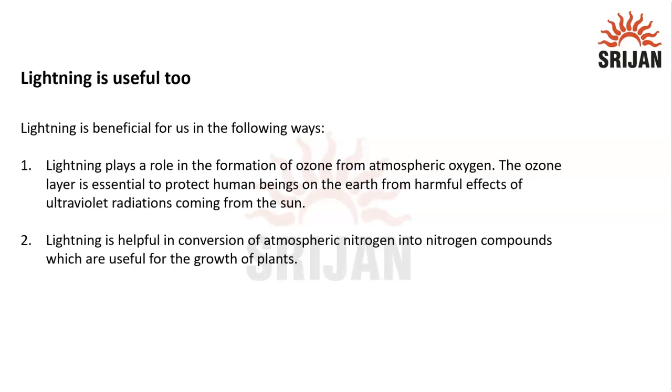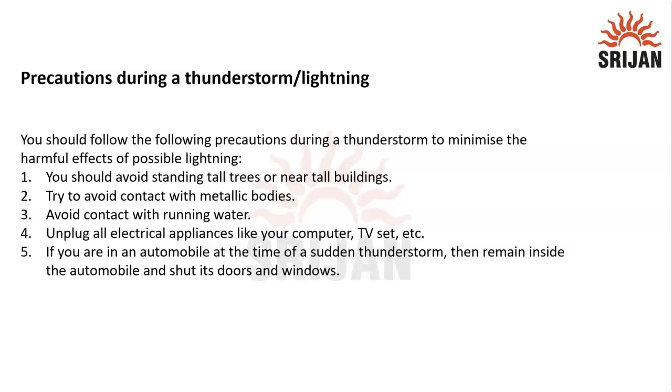But sometimes lightning is useful too. So it is useful in the following ways. It plays a role in the formation of ozone from atmospheric oxygen. The ozone layer is essential to protect human beings on the earth from the harmful effect of UV rays or ultraviolet rays coming from the sun. Lightning is also helpful in conversion of atmospheric nitrogen into nitrogen compounds, which are useful for the growth of plants.